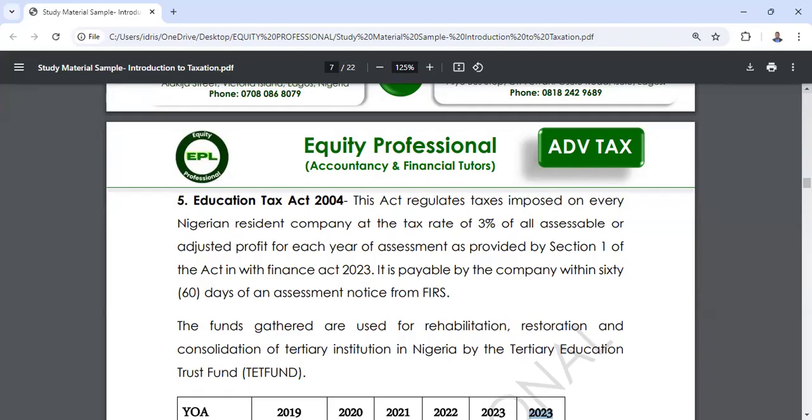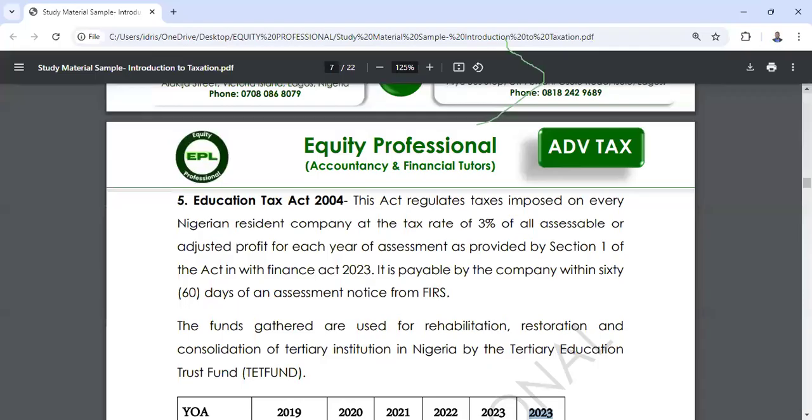Every company paid education tax. Every company, they paid education tax, so far as they have adjusted profits. Do you have any question on this? So how about private institutions?